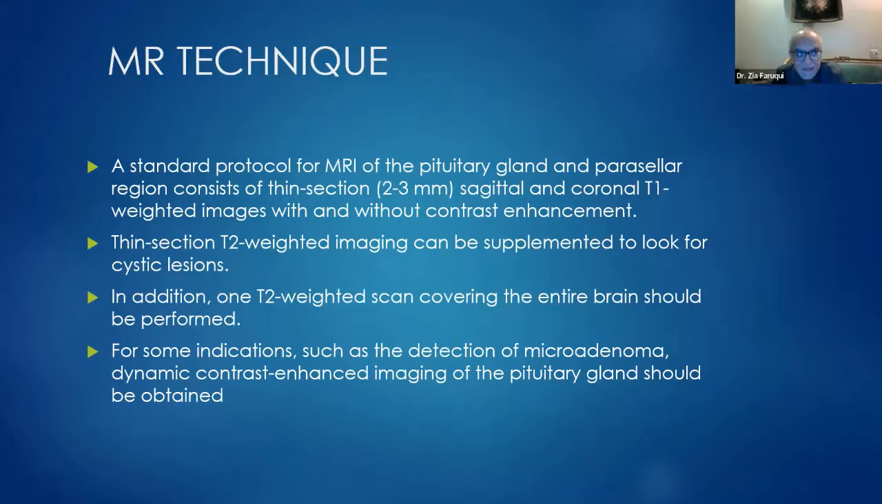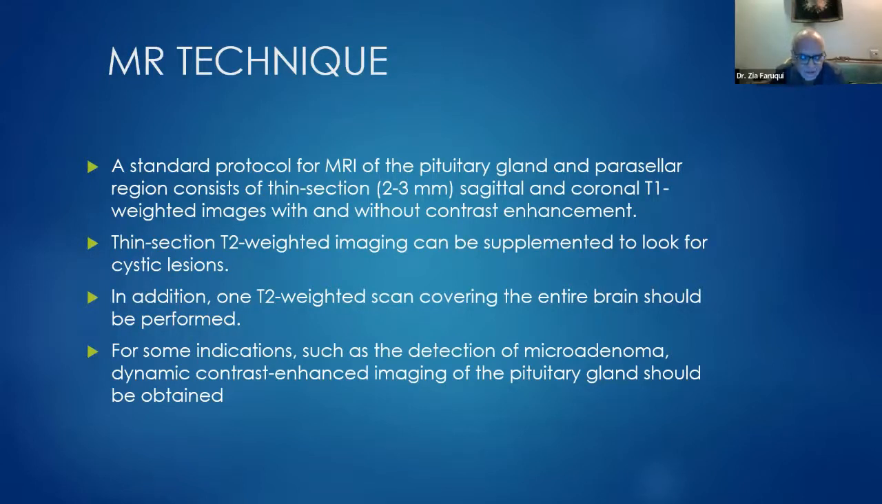Technique is absolutely critical in the imaging of the sellar. You can do CT in limited patients, for example, patients who have pacemakers or have claustrophobia. But really, the standard of care is a good quality MRI. You need very thin 2 to 3 millimeter sections, and the key is sagittal and coronal imaging. And usually we enhance these as well.